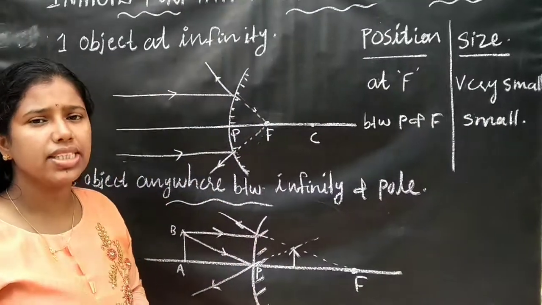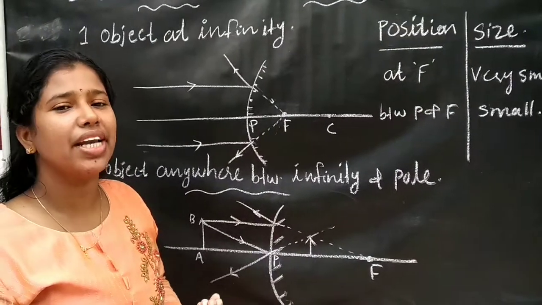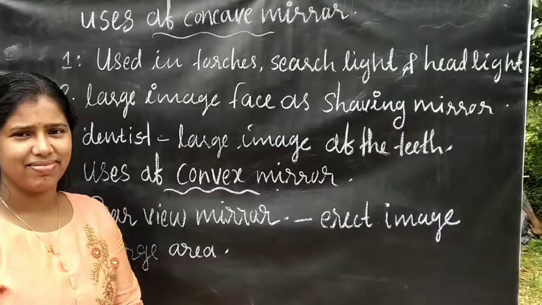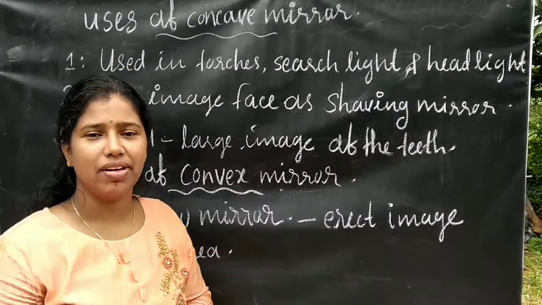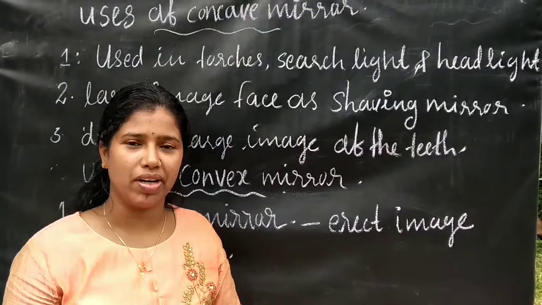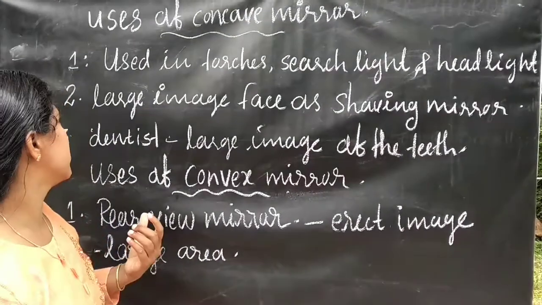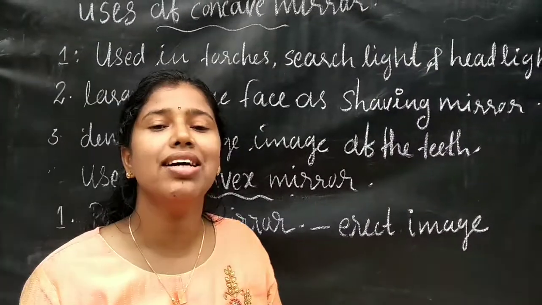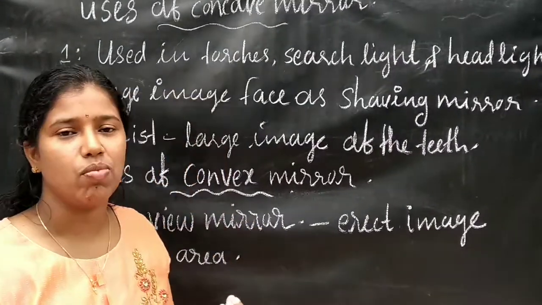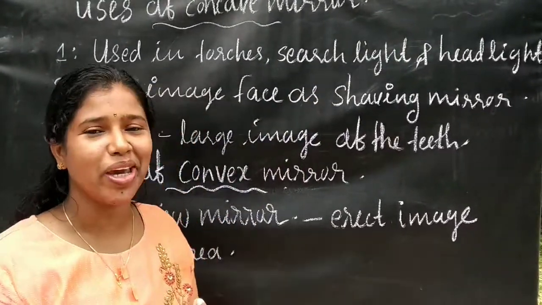The next is, what are the uses of convex and concave mirror? Uses of concave mirror. What are the uses of concave mirror? In day-to-day life, we are using concave mirror. What are the uses? First one, it is used in torches, searchlight and headlight. Most of the torches, searchlight, headlights, we are using this concave mirror.